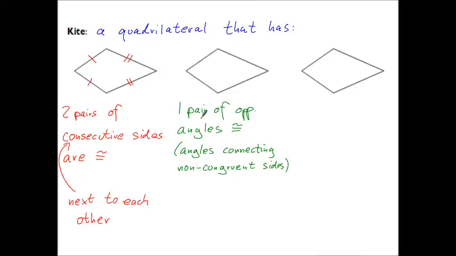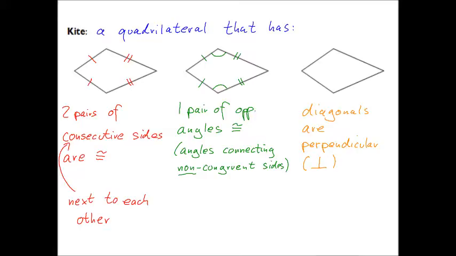It also has one pair and only one pair of opposite angles that are congruent, and those angles have to be the ones that are connecting the non-congruent sides. We have our two pairs of consecutive sides that are congruent, and the angles that are congruent are the ones that connect those two sides that are not congruent. These are the two angles that are congruent.